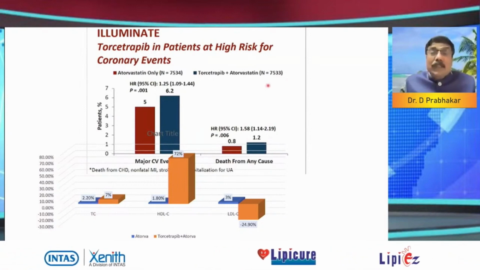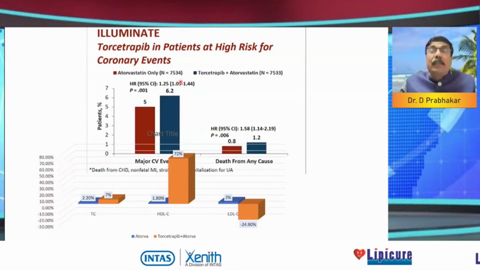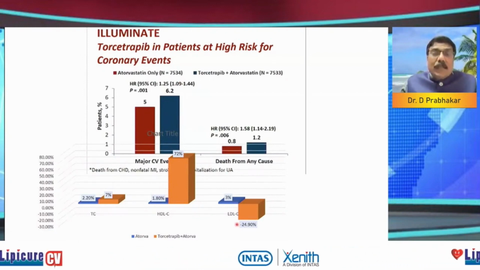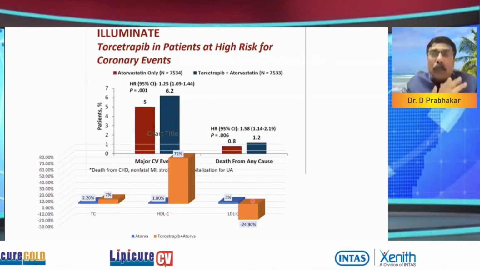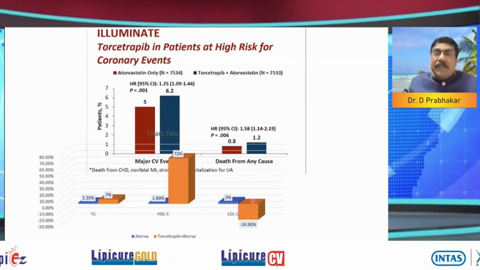Now, this is the major result of the ILLUMINATE trial, or the torcetrapib trial. But this is not the interesting part. The most interesting part is here. Look at the torcetrapib trial. It showed a 24% reduction in LDL cholesterol, which went totally unnoticed because of the negative effects of the trial.